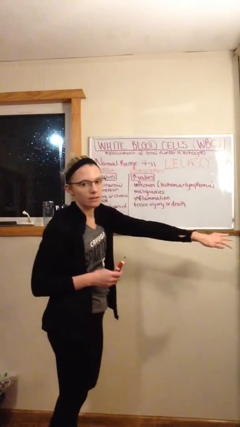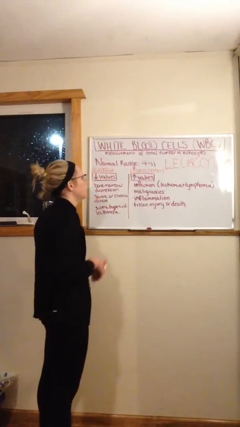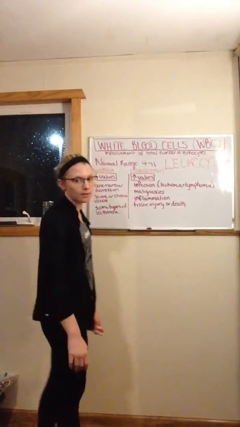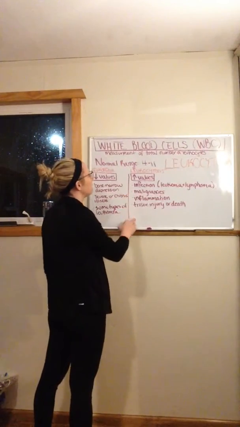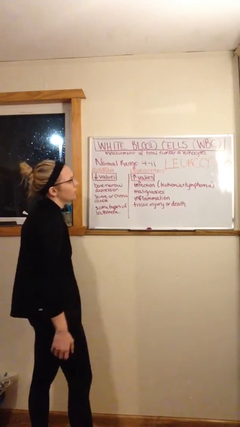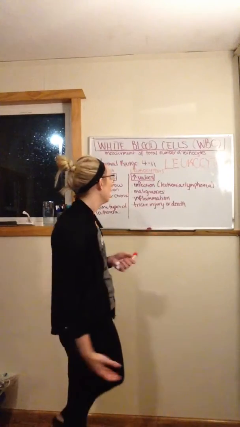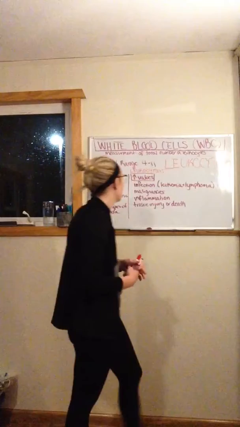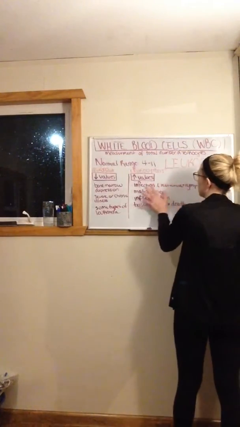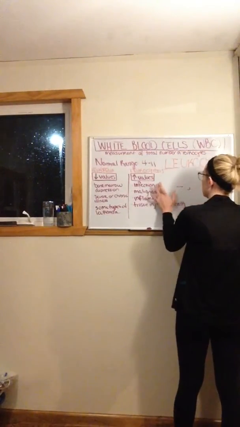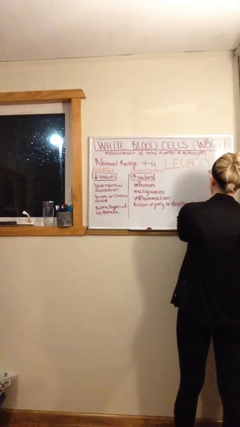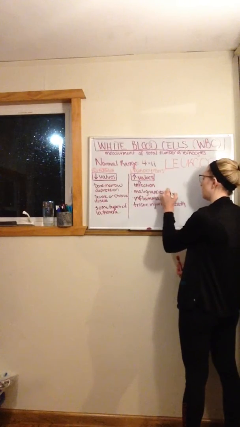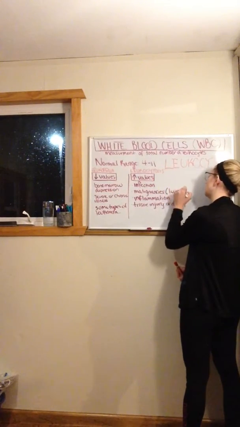Now, going to the other end of things, high values. So higher than 11. Anything higher than 11, according to this textbook. Reasons for your white blood cell count to be high would be infection, malignancies, inflammation, or tissue injury or death. So for malignancies, sorry, I wrote that in the wrong column here. It might be lymphoma or leukemia.